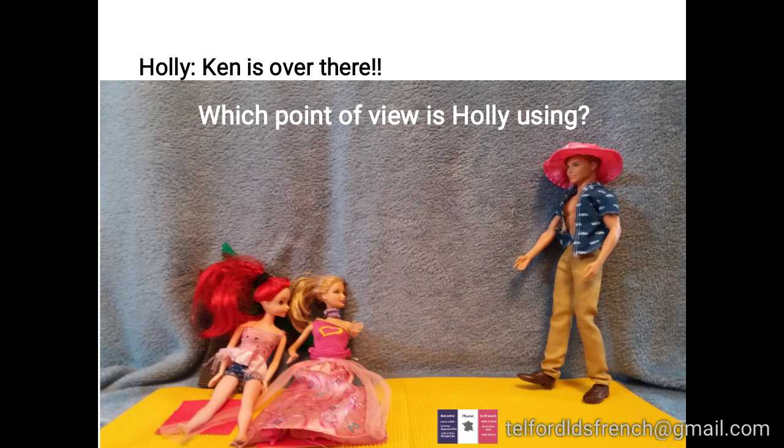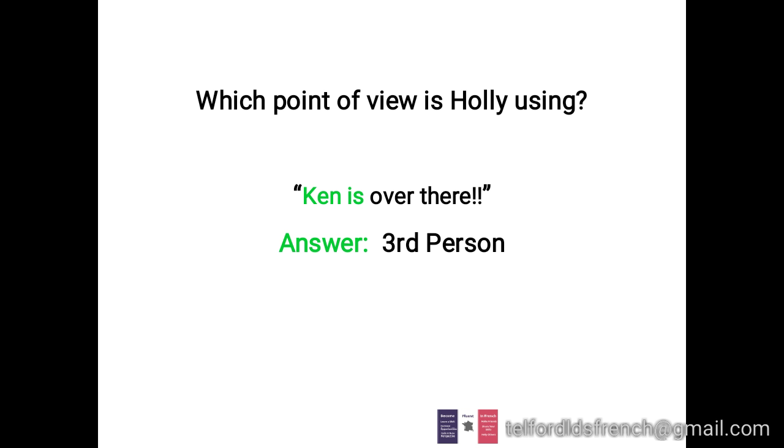Ken is over there. Which point of view is Holly using? Take a pause and see if you can figure it out. She's using the third person. She's talking about someone that she's not talking to. She uses Ken is. Remember that in the third person, we can replace the personal pronoun with the person's name.